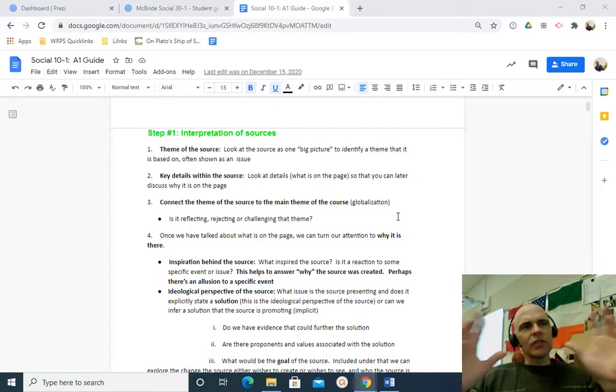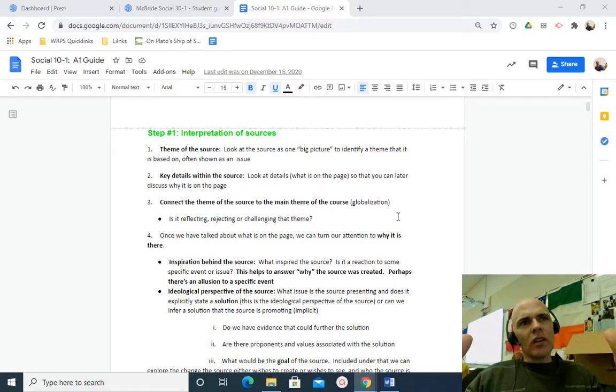Also, I'd ask the students to look beyond the big picture of the source and now look at the smaller details of the source. When we talk about the smaller details of the source, we might call those the big rocks of the course. That's when we would be looking for things like key vocabulary. In Social 30, we would be looking at the principles of liberalism. How is the source either reflecting or rejecting the theme of the course, and within that theme, how is it reflecting or rejecting in Social 30 the principles of liberalism?